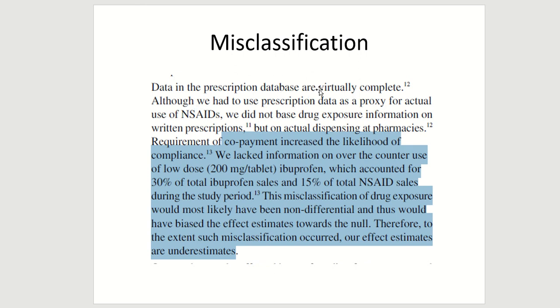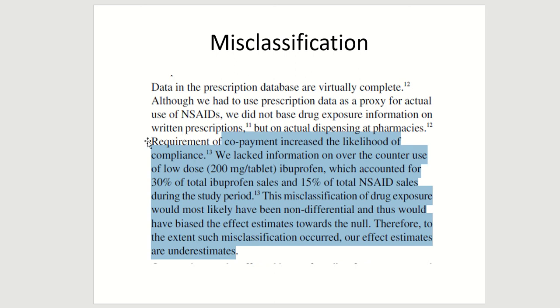Data in the prescription database are virtually complete, although we had to use prescription data as a proxy for actual use of NSAID. They're saying we didn't know if they actually used it or not. We used prescription, whether they were prescribed or not. Because someone may be prescribed and not take the drug, right? We did not base drug exposure information on written prescription, but on actual dispensing at the pharmacy. So we're looking not at whether it was prescribed, but whether dispensing occurred, which still could be a problem: someone may go get the drug from the pharmacist and end up not taking it. So there is a possible problem with the exposure: you think someone is taking the drug, but in fact they're not.